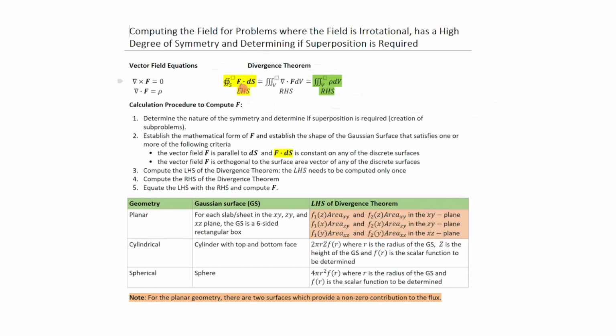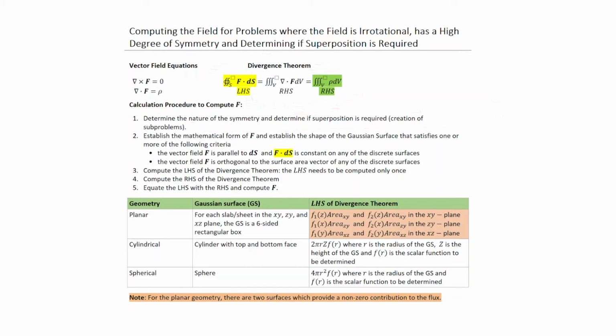And then because of symmetry, we're able to extract F, and from that we're able to determine what the field would be for a given geometry where symmetry applies. So the procedure for calculating F would be as follows. First of all, determine the nature of the symmetry, and then determine if superposition is required. If it's required, then we know we have to create a number of subproblems.